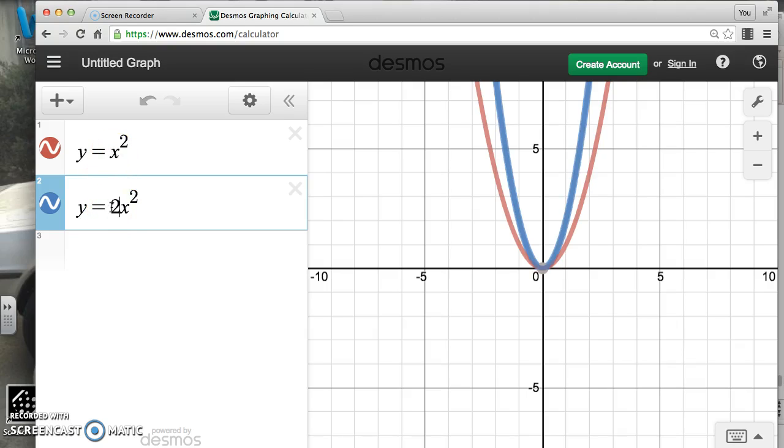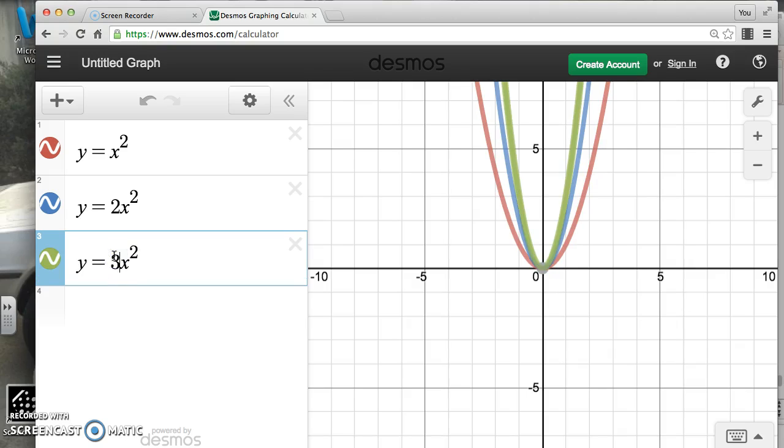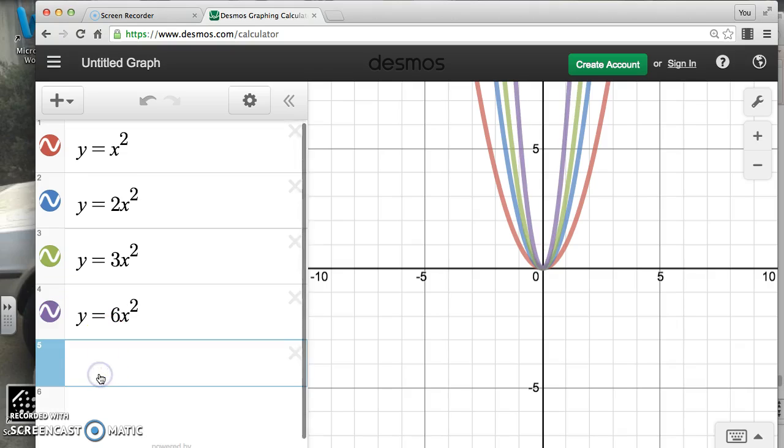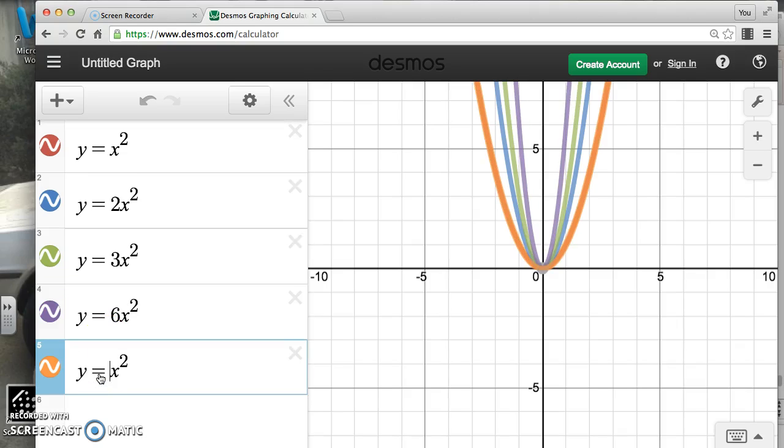If you put a 2x squared here, you'll notice it gets skinnier. Put a 3x squared, and you get a skinnier graph still. If that's skinnier, then 5 or 6x squared should be even skinnier. And you can keep on going. Keep on pasting these in here, and let's go with 9x squared, even skinnier.